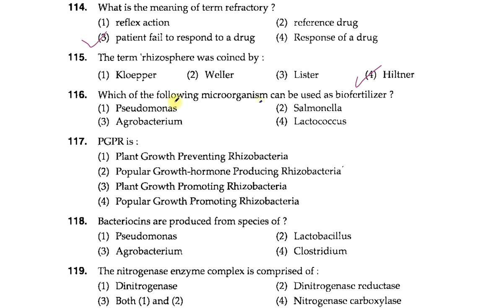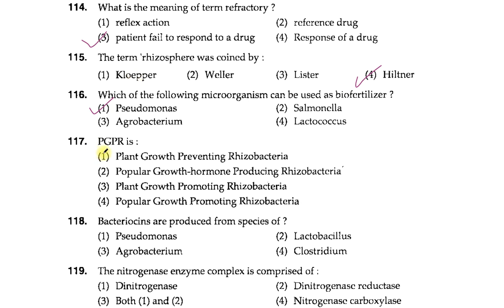116. Which of the following microorganisms can be used as a biofertilizer? 1. Pseudomonas, 2. Salmonella, 3. Agrobacterium, and 4. Lactococcus. 1. Pseudomonas is correct. Pseudomonas is used to increase the permeability and fertility of the soil through the demineralization process.